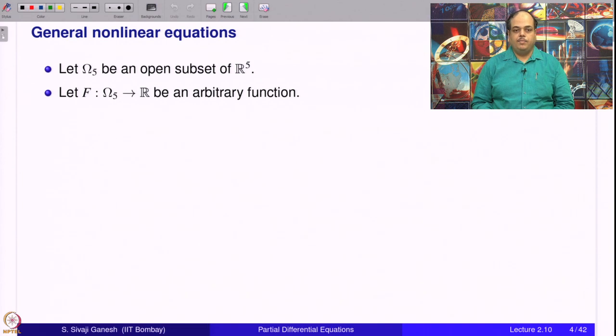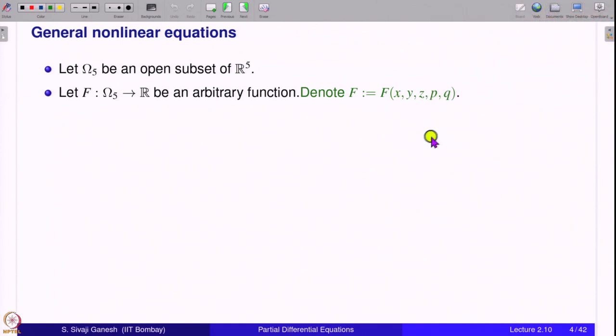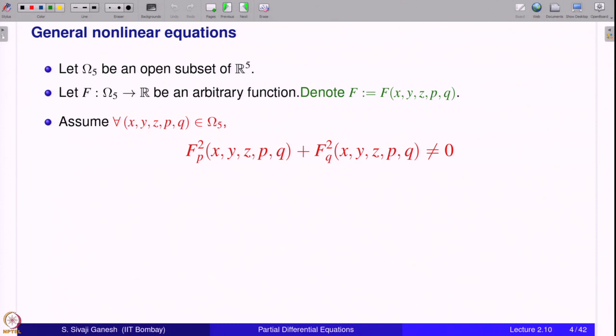Then let F be any arbitrary function, denote F by F of x, y, z, p, q. That means, whenever we are going to differentiate F of a function of x, y, we need to do the chain rule, so we should know what variables we are using for the function F. They are namely x, y, z, p, q. And we need to assume that Fp and Fq both cannot be 0 at the same point. That means, at every point in the domain, at least one of Fp or Fq is not 0.